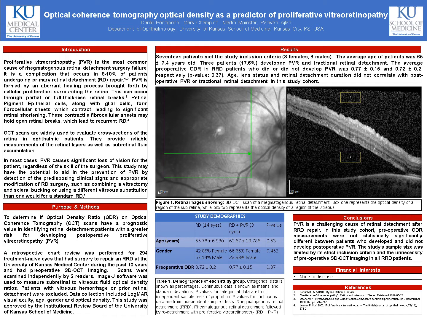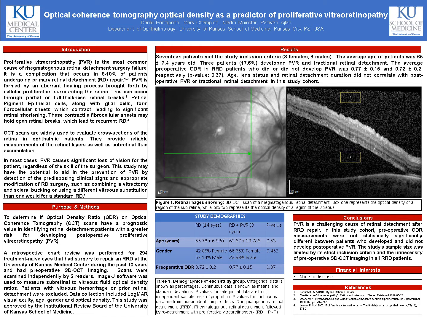OCT scans are used to evaluate cross sections of the retina, providing reliable measurements of the retinal layers as well as subretinal fluid accumulation. The optical density ratio, or ODR, of an individual's OCT scan can be calculated by dividing the OD of the subretinal fluid by the OD of the vitreous.